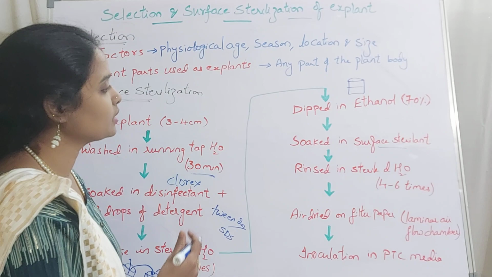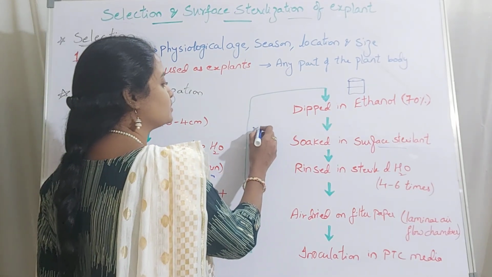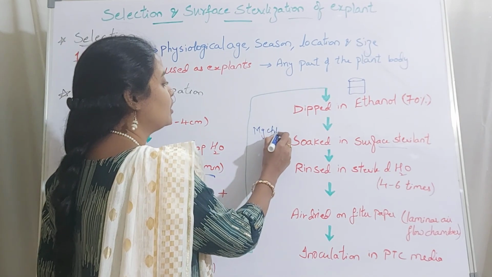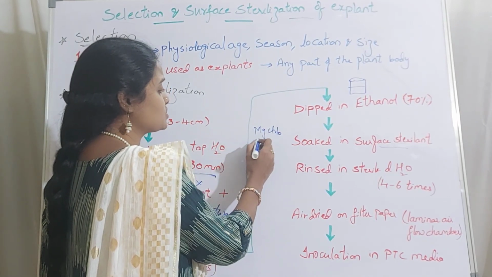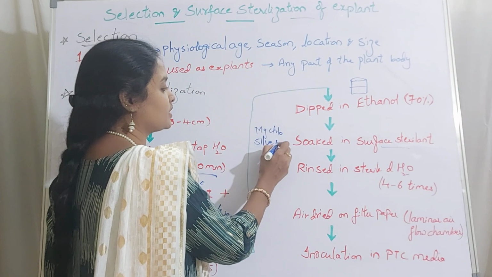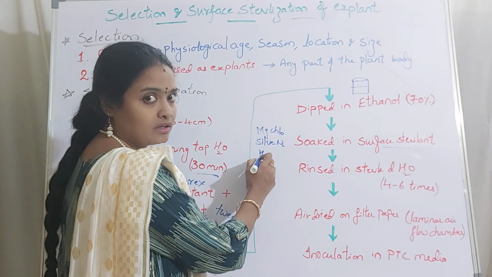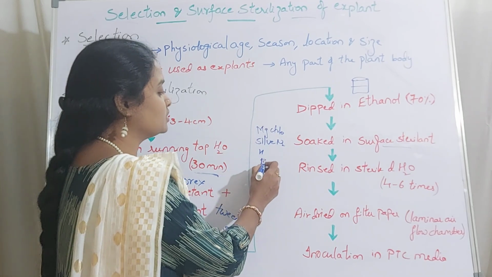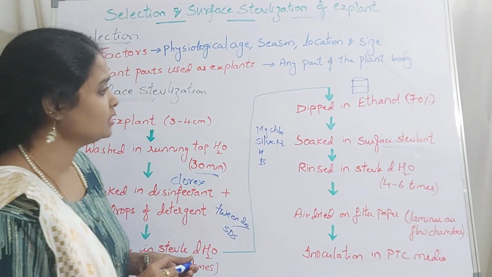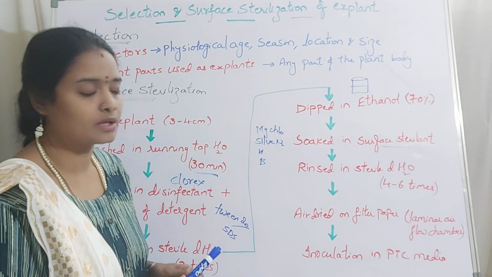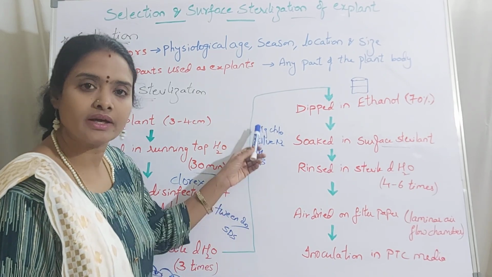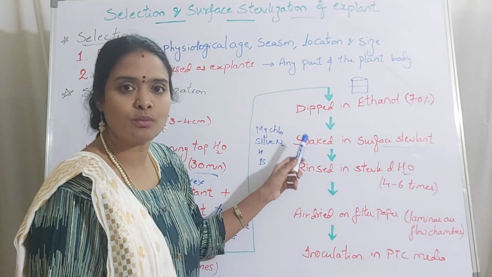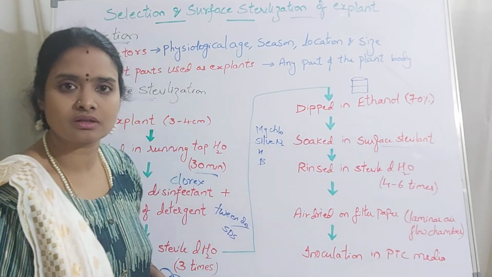So here you can make use of mercury chloride, right? You can make use of mercury chloride. Otherwise, you can make use of silver nitrate, hydrogen peroxide, bromine water. So you have so many surface sterilants which can be used. Not all together, any one of the surface sterilants can be selected and you can soak them. Mostly we make use of mercury chloride, right?